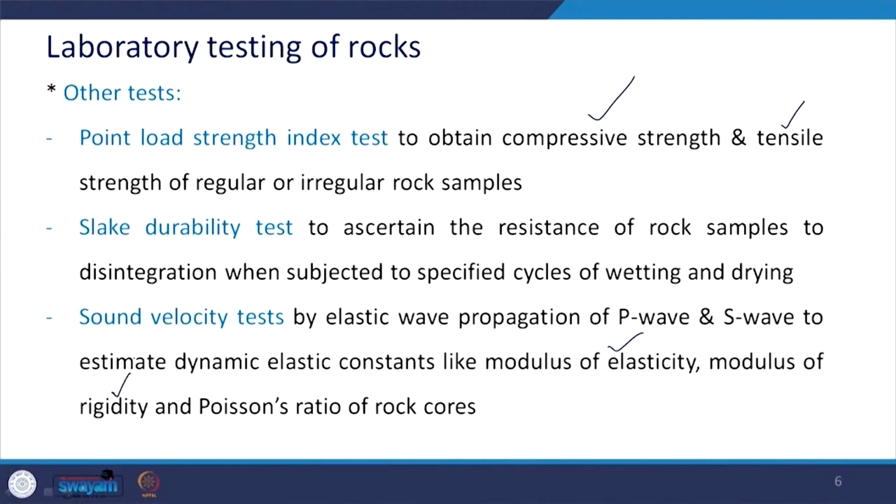Then the next category is the sound velocity test. In this test, the elastic waves are propagated through the rock specimen. These can be P waves or S waves, and these help in estimating the dynamic elastic constants like modulus of elasticity, modulus of rigidity, and Poisson's ratio for the rock core. So, these tests help me in obtaining the dynamic characteristics of the rock.